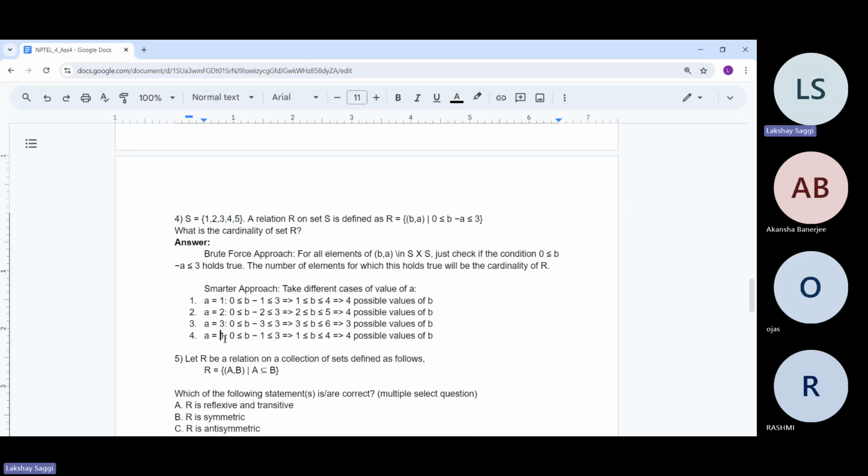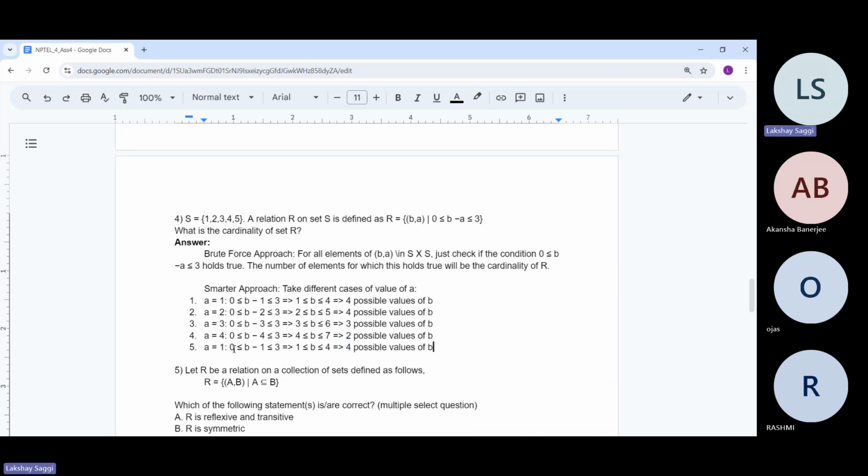Similarly, if we had A as 4, then we'll have B minus 4. Here we'll have a 4 and a 7. And now again, only 4 and 5 are the possible values of B. And similarly, when A equals 5, we'll have B minus 5. And so this will be a 5 and an 8. So B is between 5 and 8, and the only possible value of B from the set S is 5. One possible value of B.